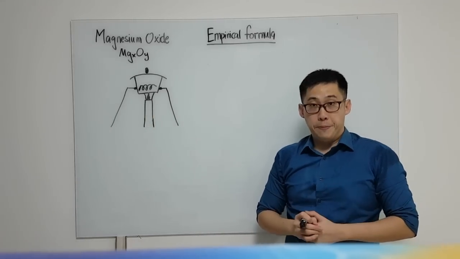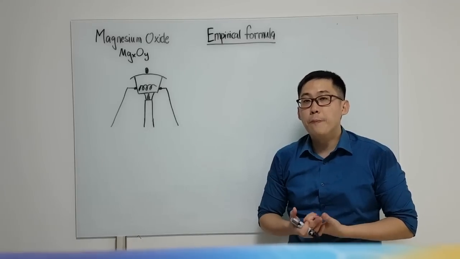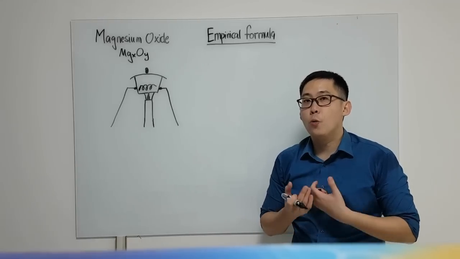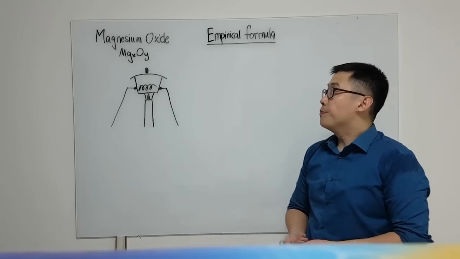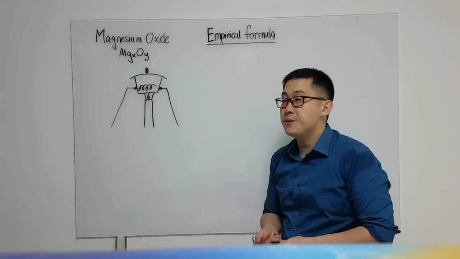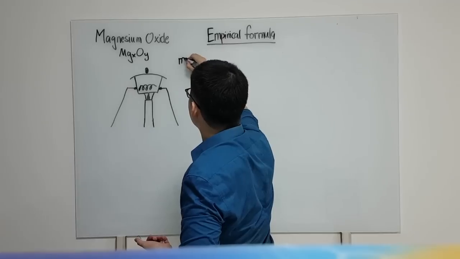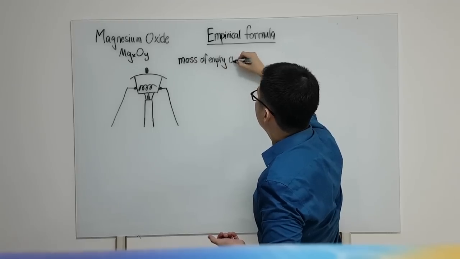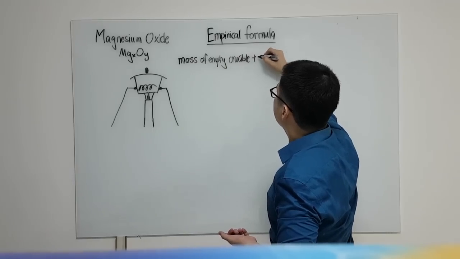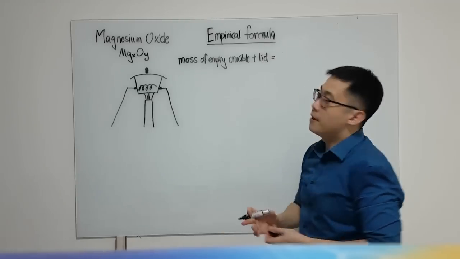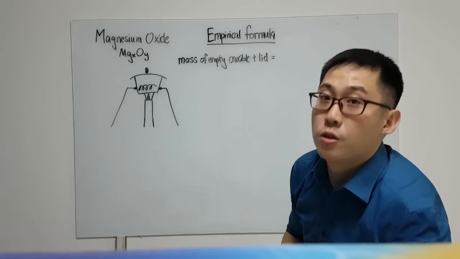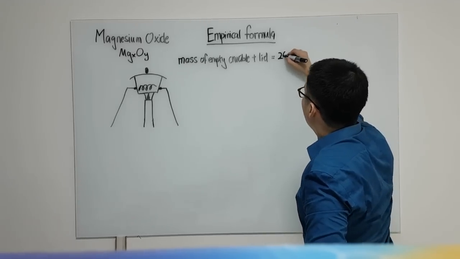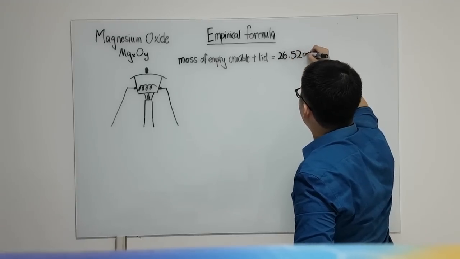Student, always remember, when we are talking about burning, your mind should always consider the possibility of burning being a reaction with oxygen. So now, when we come to weighing the mass, we will first have the mass of an empty crucible plus the lid. And if you refer with me to your textbook, in the context of this example, the data that is given is assuming that when we weigh it, this is actually 26.52 grams.